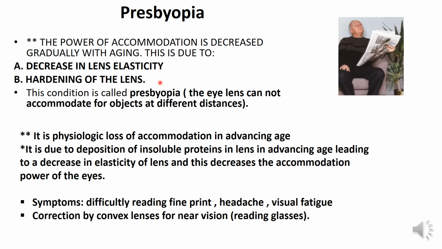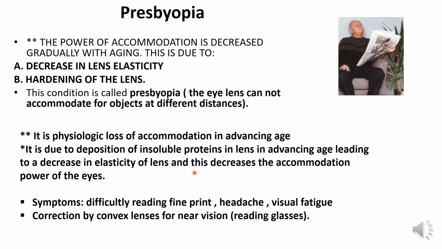When the lens cannot accommodate, the person cannot focus on near objects, and the details of the near objects cannot be seen correctly. The decrease in the elasticity and hardening are mostly due to deposition of insoluble protein in the lens, and this insoluble protein leads to hardening of the lens, and the elasticity of the lens will be decreased.